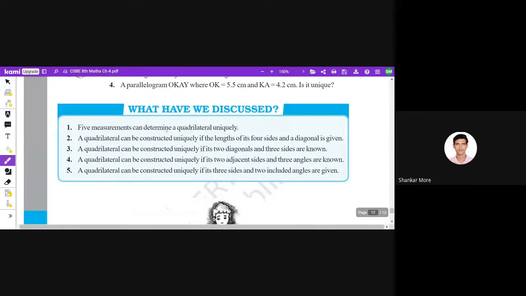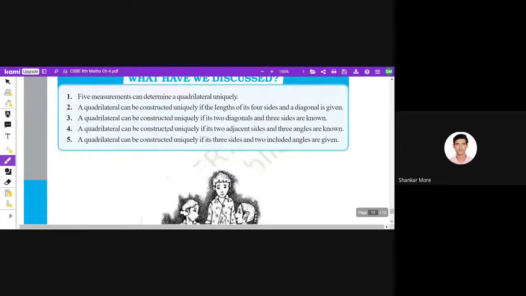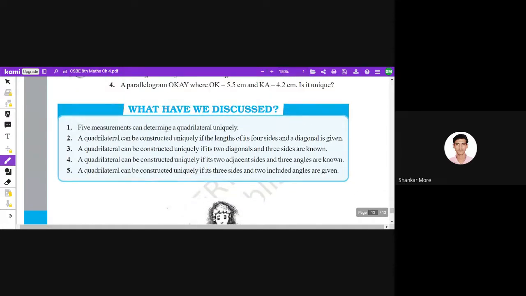Practice 4.5. So we will just quickly summarize whatever we have learned in this chapter, and this chapter comes to an end, right? The first thing we learned in this chapter is that 5 measurements can determine a quadrilateral uniquely. That means we can draw a unique quadrilateral. The second point is that a quadrilateral can be constructed uniquely if the lengths of four sides and one diagonal are given. So we have learned how to draw that, right?